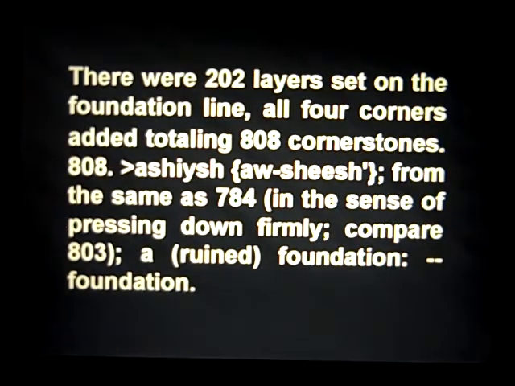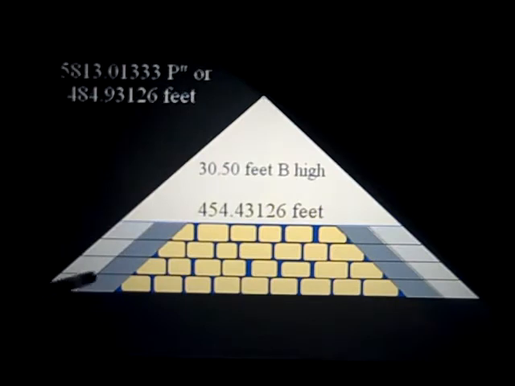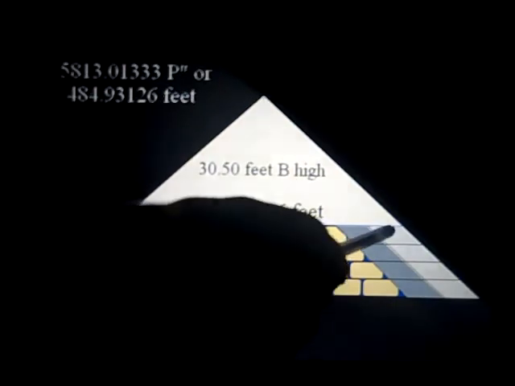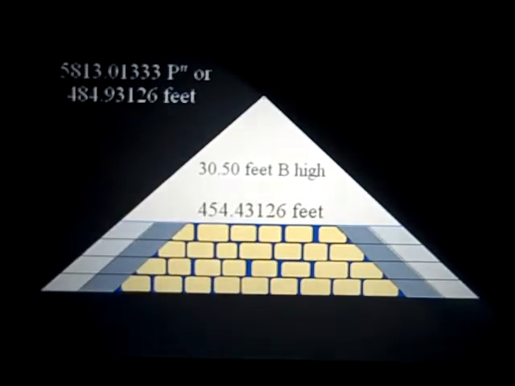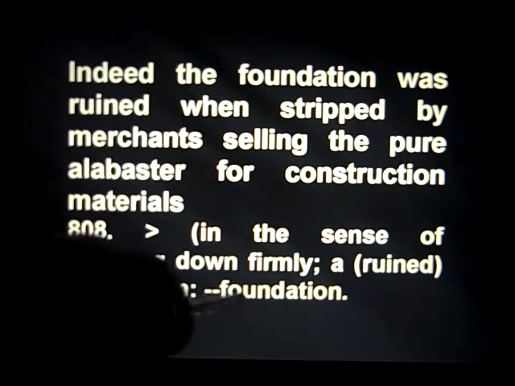There were 202 layers set on the foundation line, all four corners added, totaling 808 cornerstones. Now, 808, the same as 784, means a ruined foundation. And there it is. Here are the cornerstones all stacked to support the 30.5 feet high capstone, 30.50 in the Izyar. Now, indeed, the foundation was ruined when it was stripped by merchants selling the pure alabaster for construction materials, and that's why it became a ruined foundation.